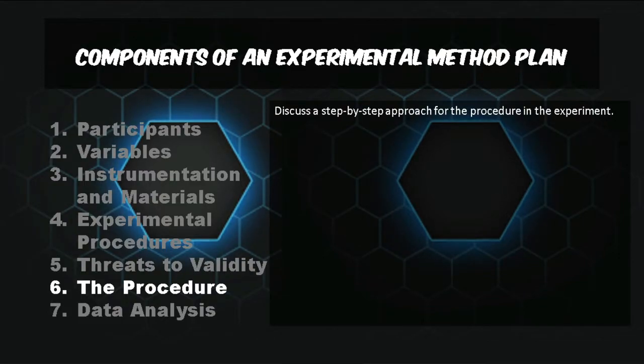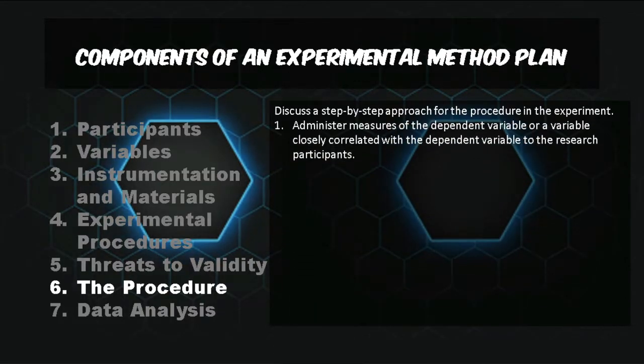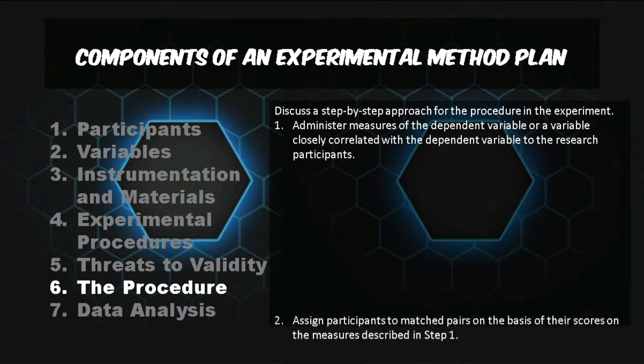The data procedure, this is an example. I'm going to show you how we discuss this procedure. So it's a step-by-step approach for the procedure in the experiment. Number one, administer measures of the dependent variable or a variable closely related with the dependent variable to the research participant. That's my first step.